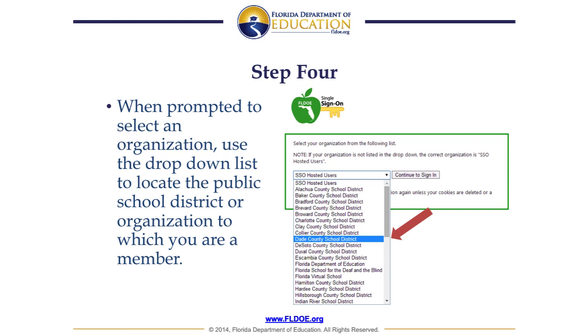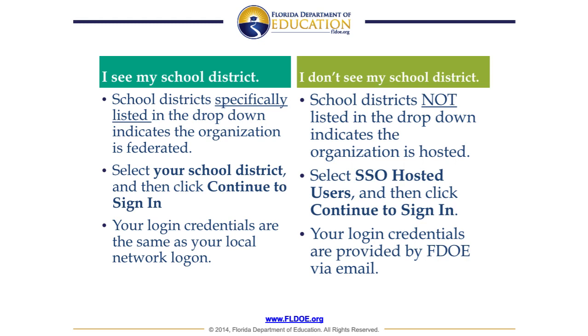Step 4. When prompted to select an organization, use the drop-down list to locate the public school district or organization to which you are a member. Then select I see my school district. School district specifically listed in the drop-down indicates the organization is federated. Select your school district and then click Continue to sign in. Your login credentials are the same as your local network logon.